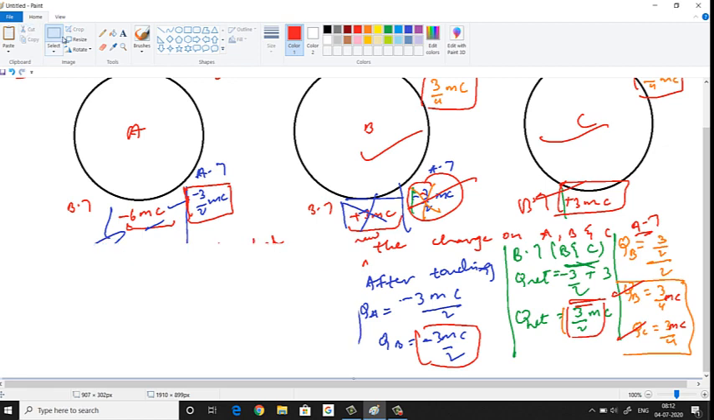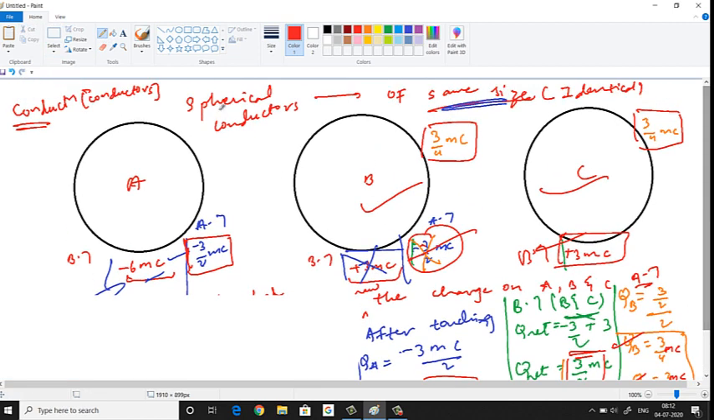Suppose they ask you, what will happen after touching all of them, what will happen to A and B? Will they attract or repel? For that, what should you check? What is the final charge on A? The final charge on A we got equal to minus 3 by 2. So this is a negative charge. So on A finally we got negative.